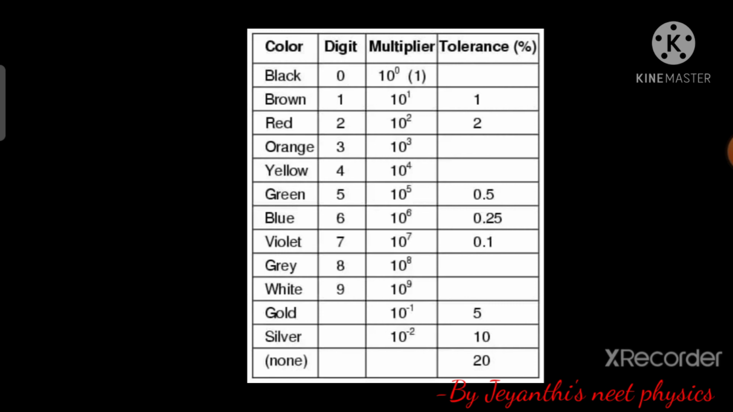So for the first digit you should write the number, for the second digit you should write the number, for the third digit you should take the multiplier, and for the fourth ring you should take the tolerance. The tolerance value is given here. So in this way we can easily determine the resistance of the carbon resistor.